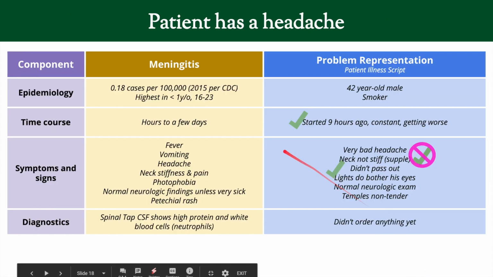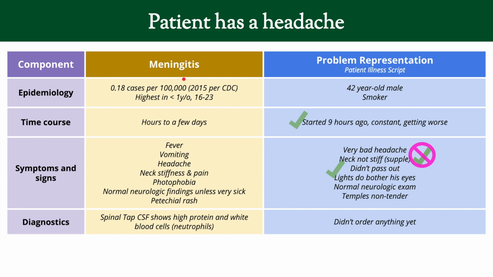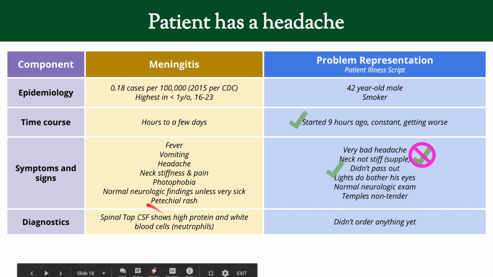Okay, let's look at one more. Okay, and so now we have meningitis. Meningitis is a disease that is the infection of the layer surrounding the brain, the meninges. Okay, and we can see that it's highest in less than 1 year old, but it could happen at really any age. But these are the people that it's highest in. It starts over the course of hours to days, and here are the symptoms you might have: fever, vomiting, headache, neck stiffness and pain, lights bother the eyes. Usually a normal neurologic exam, and they often will have a rash with it. We call it a petechial rash. And if you do, here are some blood tests, you might do a lumbar puncture or a spinal tap, and it'll show you some stuff there.